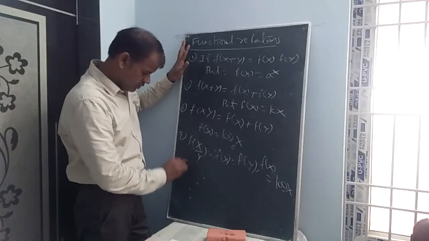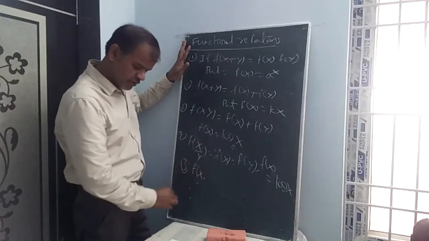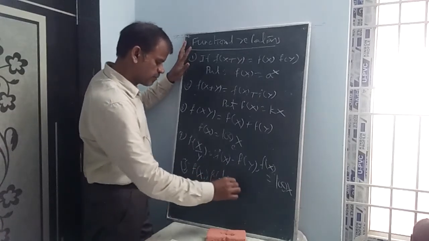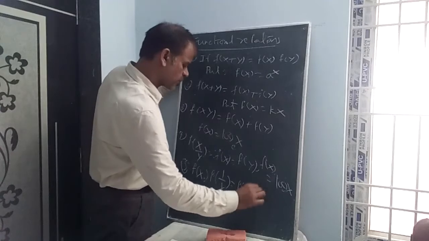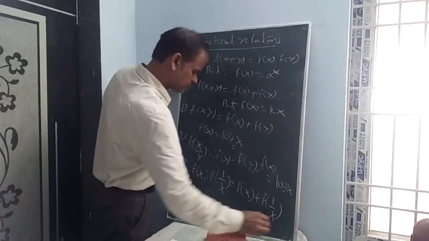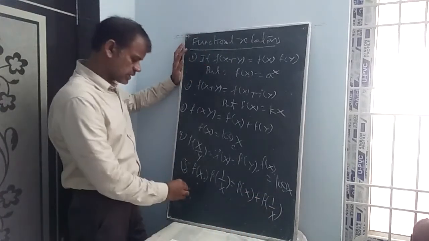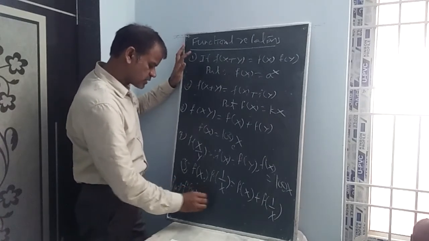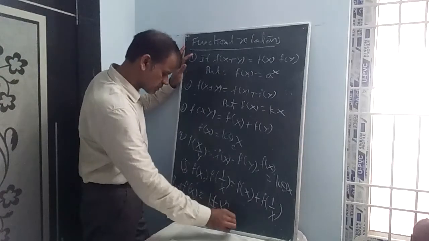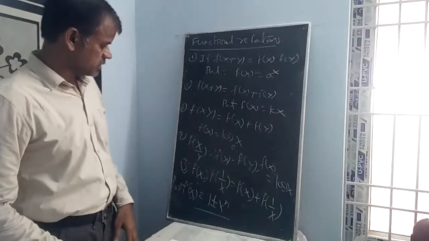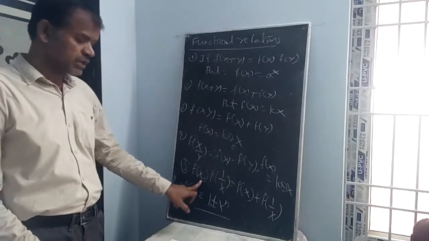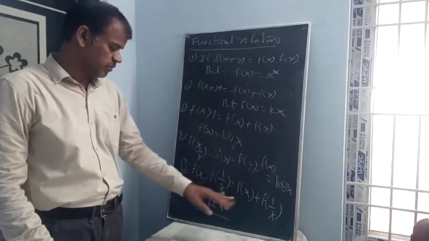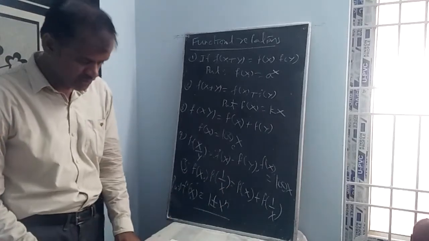Next one, f of x into f of 1 by x is equal to f of x plus f of 1 by x. Already we have discussed in functions and we have done the sum also. If you are having any doubt, you can substitute and calculate. Then put f of x is equal to 1 plus or minus x power n. If you are having any doubt, simply substitute the value 1 plus x power n and 1 plus 1 by x power n, and multiply and add, you will get the same answer.